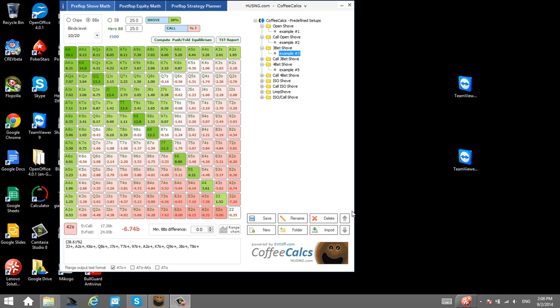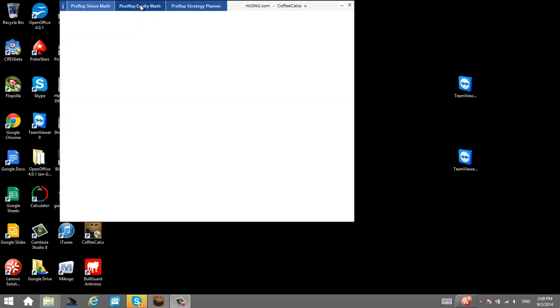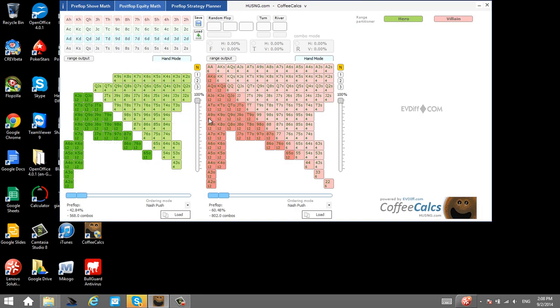Last time we went through and looked at the preflop shove math. Now I'm going to show you the next part of CoffeeCalcs. It starts doing some more advanced stuff. This is the Postflop Equity Math section. It lets you really examine postflop play and how ranges look postflop, and it has a number of different tools for doing this.